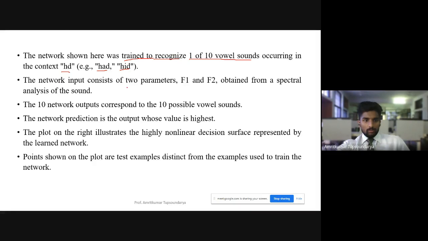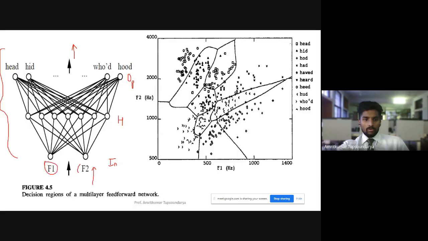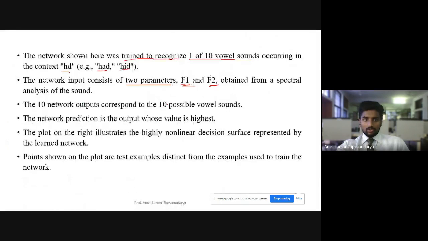The network input is actually two parameters, that is F1 and F2. From the diagram, we have two inputs, F1 and F2, which are the two network input parameters, obtained from the spectral analysis of the sound. Just assume that these are two different inputs which we have got after some analysis, which is actually a spectral analysis of the sound. We are giving these two parameters as the input for our multi-layer network. Right. So the 10 network outputs correspond to the 10 possible vowel sounds.